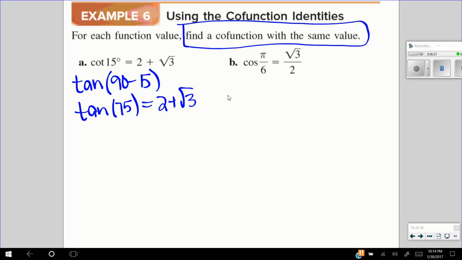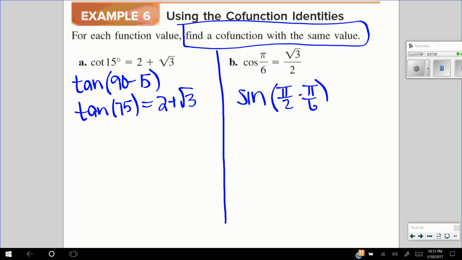Okay? So over here in B, we have the cosine. Well, cosine's cofunction is sine. And what's the complement to pi over 6? Well, it's 90 minus pi over 6. But what is 90 in radians? It's pi over 2 minus pi over 6. Well, what is that? You can either know that pi over 6 is 30 degrees, so 90 minus 30 is 60, which is pi over 3. So it's really pi over 3.